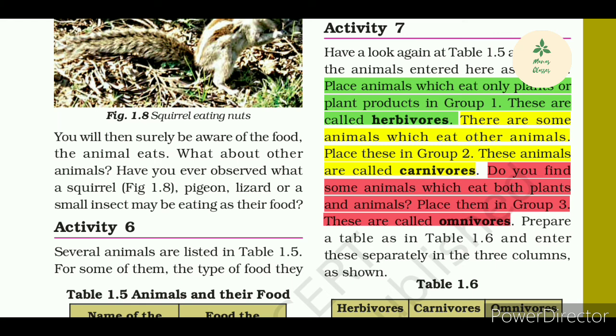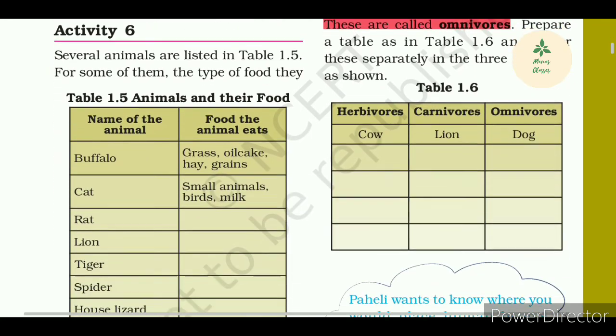The second one: some animals eat other animals. Place these in a second group. These animals are called carnivores. Animals which eat only other animals are known as carnivores. The next one is animals which eat both plants and animals. Place them in group 3. They are called omnivores. Omnivores are animals which eat plants as well as animals.